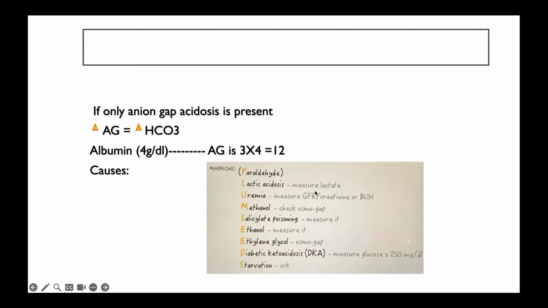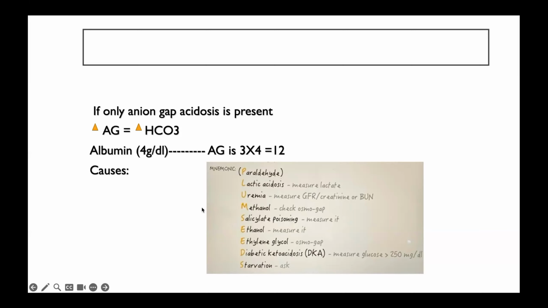So if you have lactic acidosis, you can measure the lactate level. If it is uremia, you can check the renal function. Methanol, check the osmolar gap. Salicylate poisoning, you have to measure it. Ethanol, you have to measure it. Ethylene glycol, osmolar gap. Diabetic ketosis, check the sugar. Starvation, you have to ask the patient.